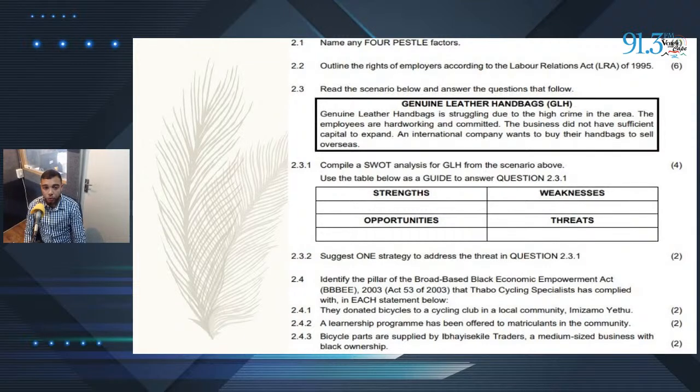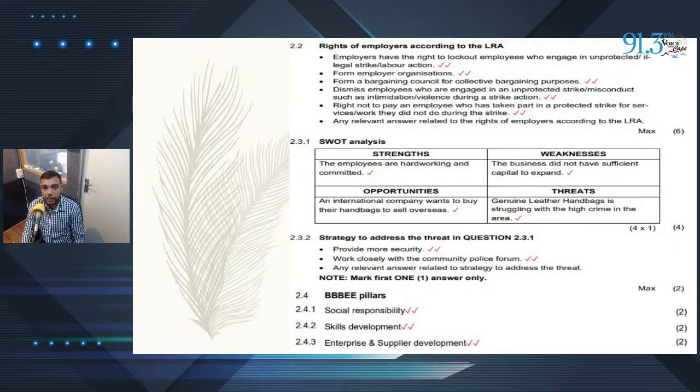The next one would be bicycle parts are supplied by Iba Hisekile Traders, a medium-sized business with black ownership. So parts supply that you can highlight, and your answer here would now be enterprise and supplier development. And therefore, you can see now on the screen there are your answers to those questions. Please do screenshot the questions and answers. Do the questions on your own before looking at the memo.